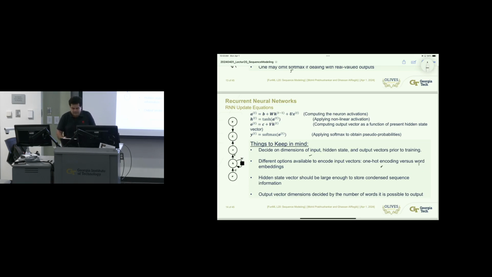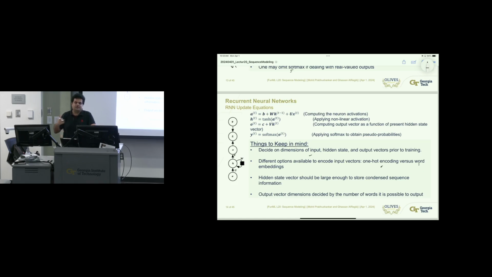Your hidden state vector should be large enough to store condensed sequence information. We'll discuss more when we come to RNN architecture and LSTMs. And output vector dimensions are decided by the number of words it's possible to output. So in many cases, you are limited by your outputs.